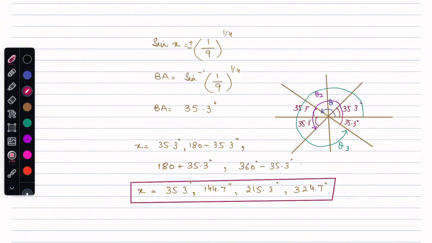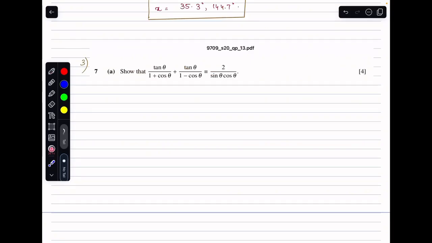And let's move to the next question then. So the third question is taken from summer year 20, paper 1 variant 3, and it's question number 7 in the paper.